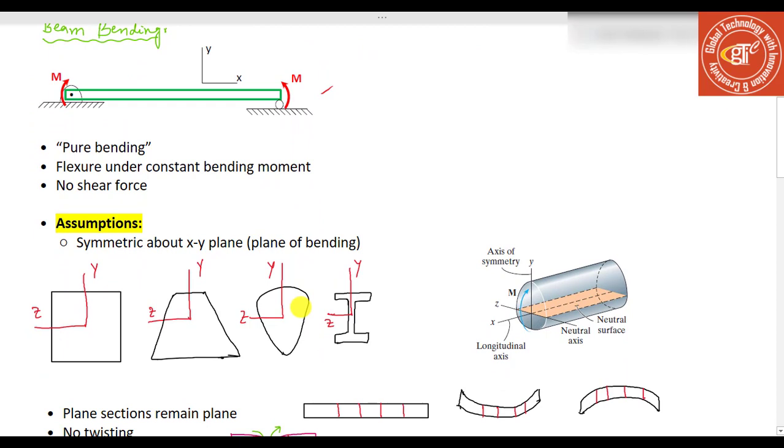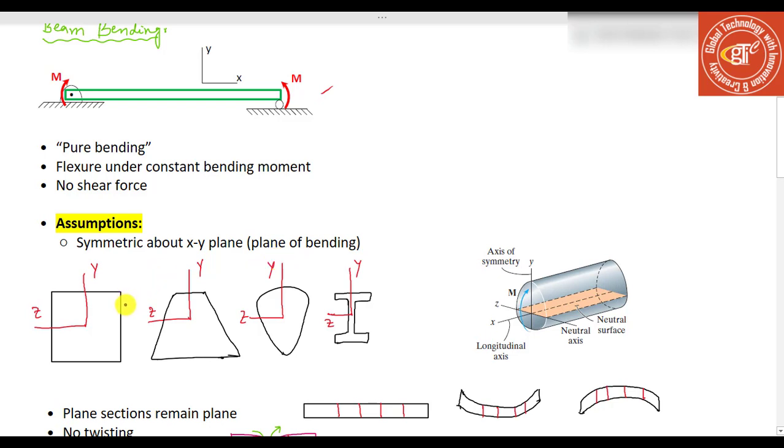It's under flexure with a constant bending moment, and there's no shear forces being applied, and so we made some assumptions. The first assumption is that our beam is symmetric about the xy plane, or the plane of bending. Let me give you some examples.